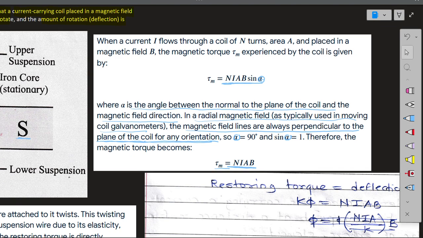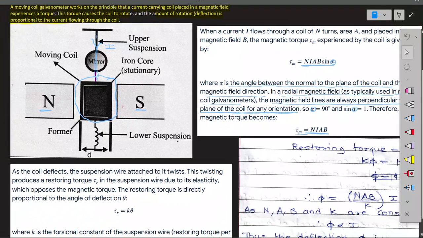म्हणजे याचा अर्थ काय की रेडियल मॅग्नेटिक फील्ड मुळे ह्या कॉइलवर टॉर्क ऍक्ट होतोय, आणि टॉर्क हाऊ मच, कॉन्स्टंट टॉर्क NIAB ऍक्ट ऑन दॅट कॉइल. आता ह्या टॉर्क मुळे काय होतं की कॉइल रोटेट होते इन मॅग्नेटिक फील्ड. This coil rotates in the magnetic field.